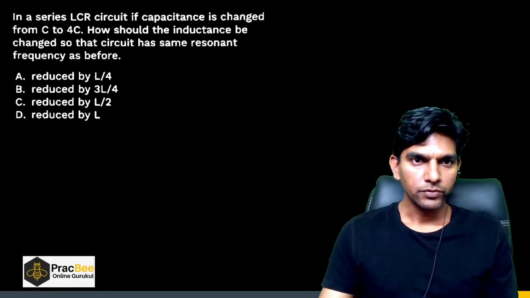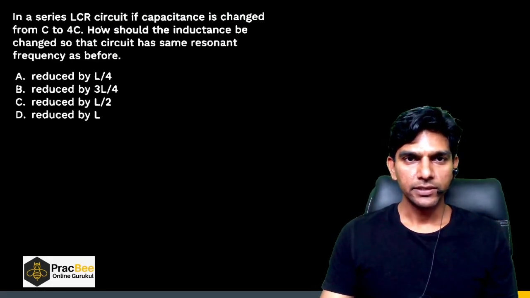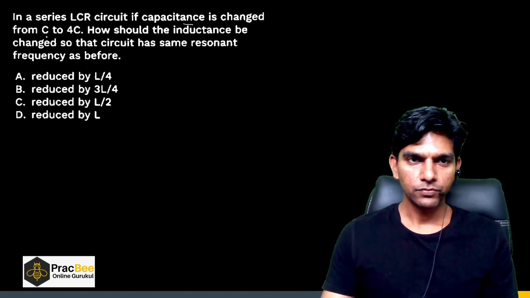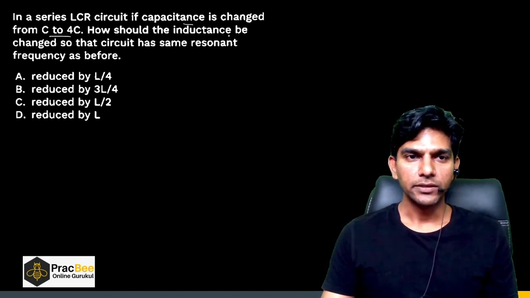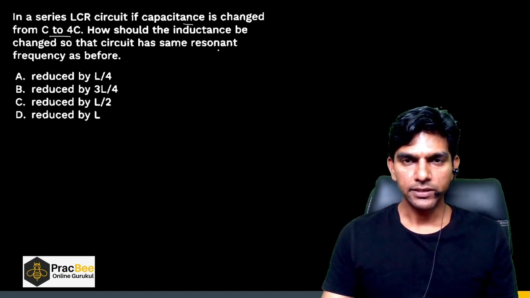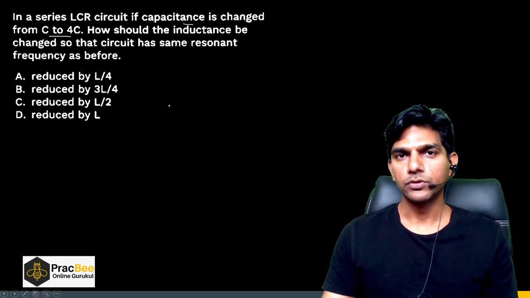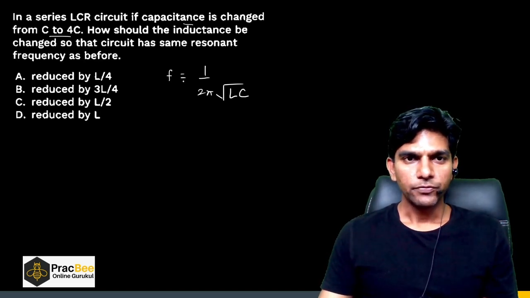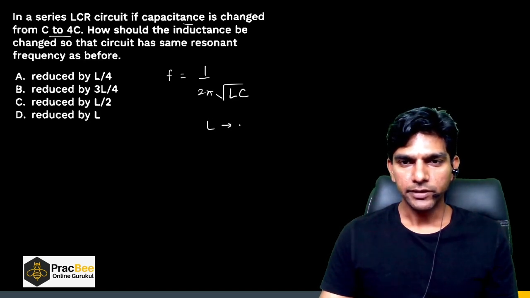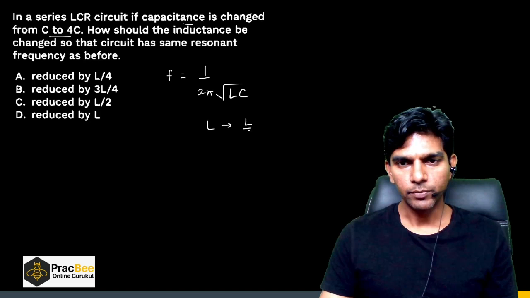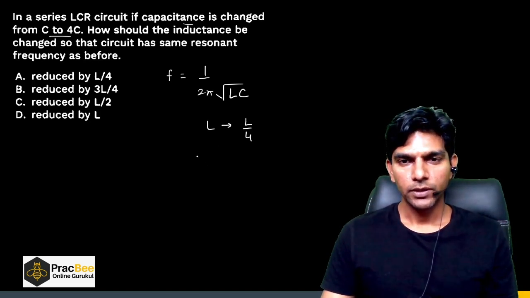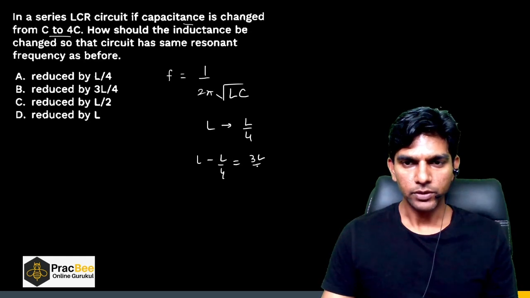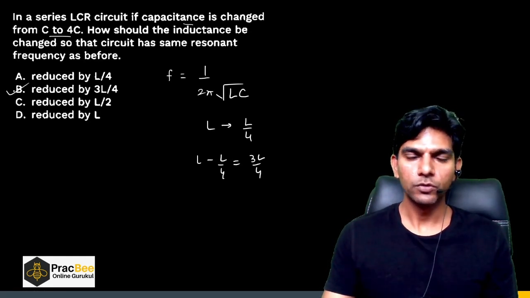Now the next question is from alternating current. In a series LCR circuit, if the capacitance is changed from C to 4C, how should the inductance be changed so that the circuit has the same resonant frequency as before? So what is the resonant frequency? It will be 1 by 2 pi root LC. So if I increase the capacitance from C to 4C, L will decrease by the same factor, so L by 4. So can you see what is the change? It will be L minus L by 4, so it will be 3L by 4. So L will change by 3L by 4. So option B is the right answer.